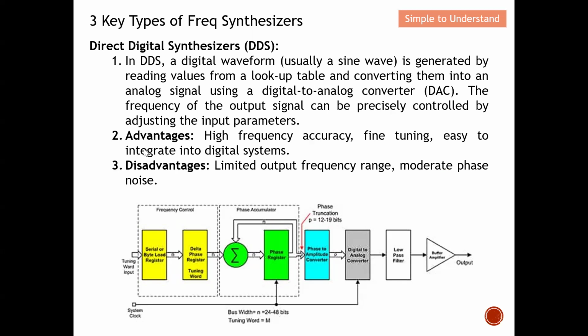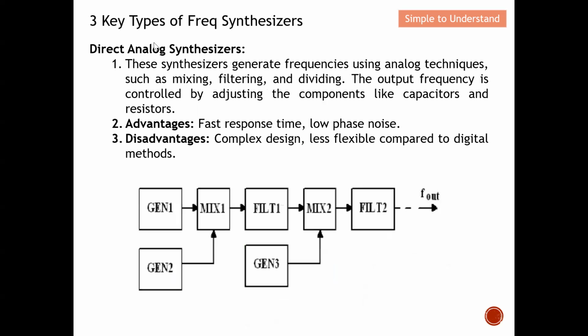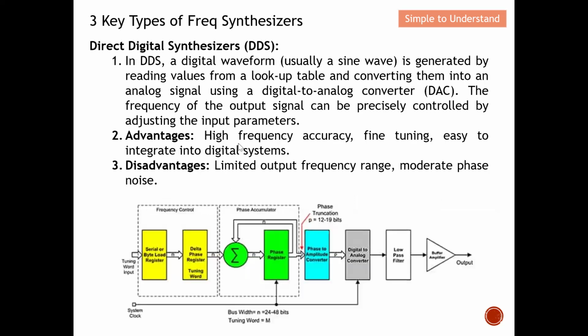synthesizer. Coming to this form here, the advantage is high frequency accuracy. For the early method, most of the time they work at a lower frequency because you are using capacitor, inductor, etc. So they mainly work at a lower frequency. But for digital, you can have a higher frequency accuracy and we can easily tune, and also integrate into a digital system easily.